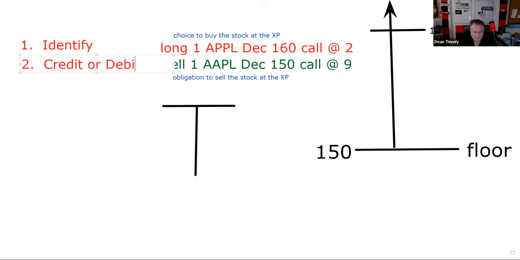So a spread is when you're long and short. By the way, once you get that spread down, you'll be in pretty good shape, because a straddle would be long, long, or short, short. You wouldn't be netting, you'd be adding.